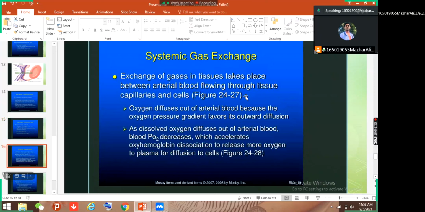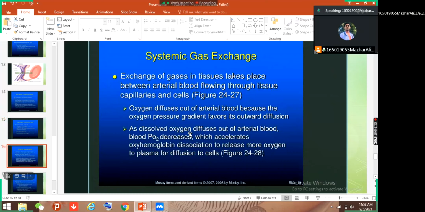What are the systemic gas exchanges? This is how the exchange of gases in the tissue takes place between cells and tissue. Exchanges take place between the arterial blood that flows through tissue capillaries and cells, because gas exchange takes place between cells and capillaries, with arterioles, then capillaries, then venules, then veins. So this is how the blood circuit is formed.